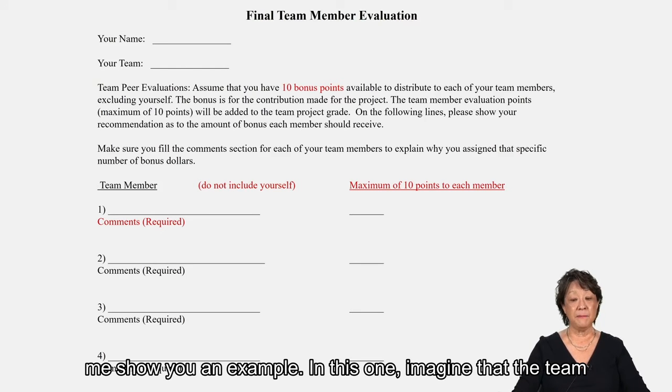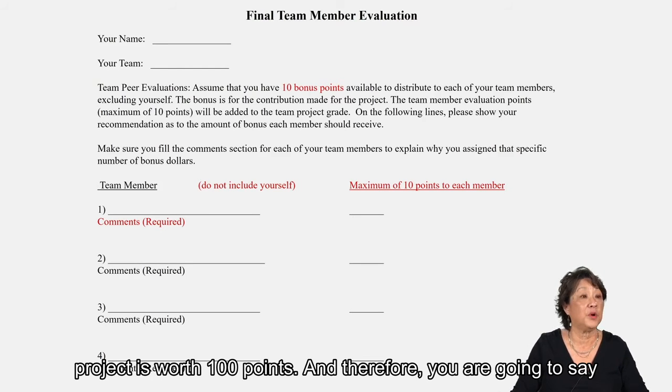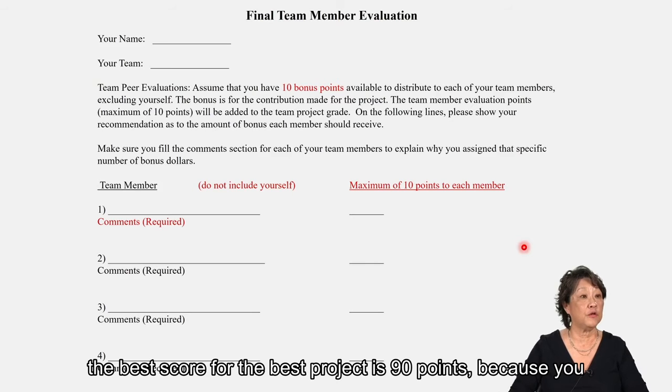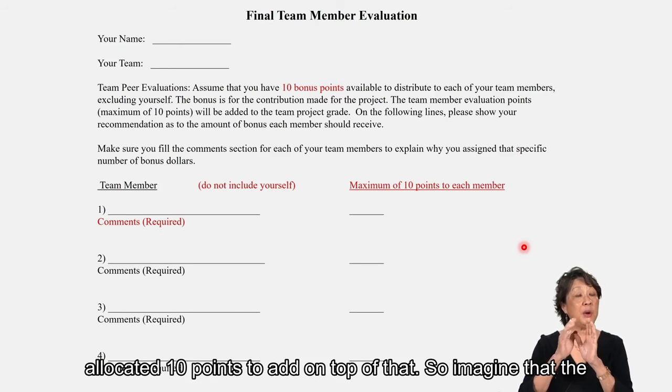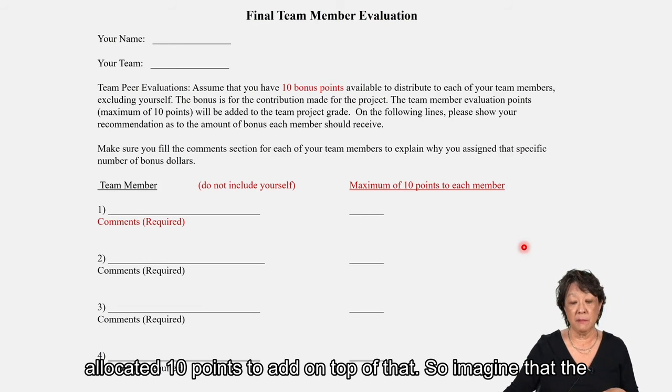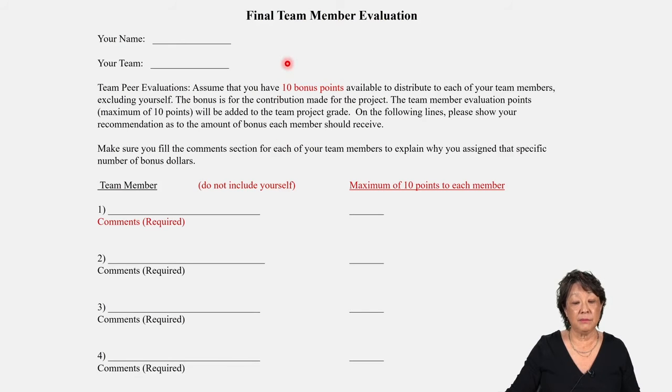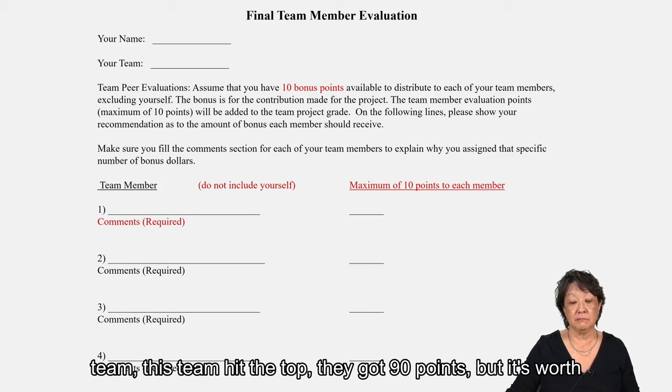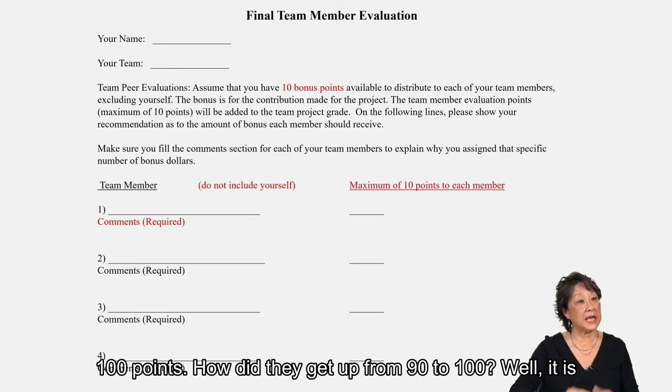In this one, imagine that the team project is worth 100 points. And therefore, you are going to say the best score for the best project is 90 points because you allocated 10 points to add on top of that. So imagine that this team hit the top. They got 90 points. But it's worth 100 points. How did they get up from 90 to 100?